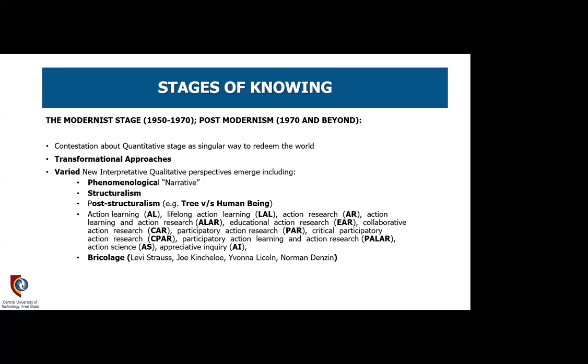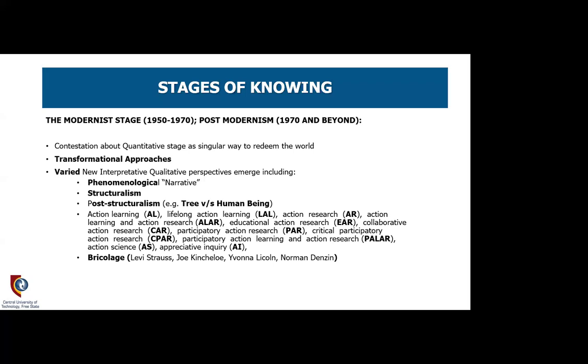And then we know from the 1950s to the 1970s that we moved to what we call the modernist stage. And then later on and beyond, it was the postmodern stage, where there were contestations and people were critiquing the quantitative ways of doing research as a singular way of doing research and understanding the world. There are different approaches. I'm not going to touch all of them. We know the transformational approach. There are various new ways of interpreting qualitative research that will include the phenomenological stage or the narrative way of doing this study.